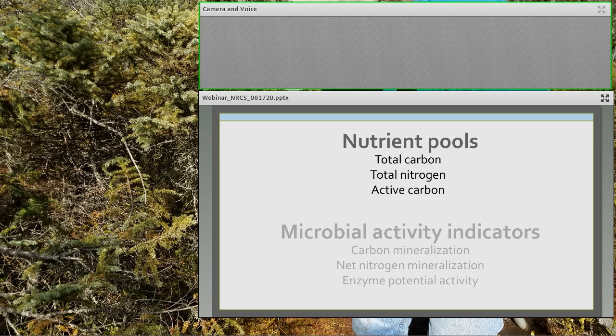Active carbon has been suggested to be a measure of more labile forms of C in the soil, and has also been reported to be correlated to microbial biomass as well as total carbon. By measuring these nutrient pool properties, we could gather a sense for how the system had recovered in the greater than 15 years since the harvest disturbance.